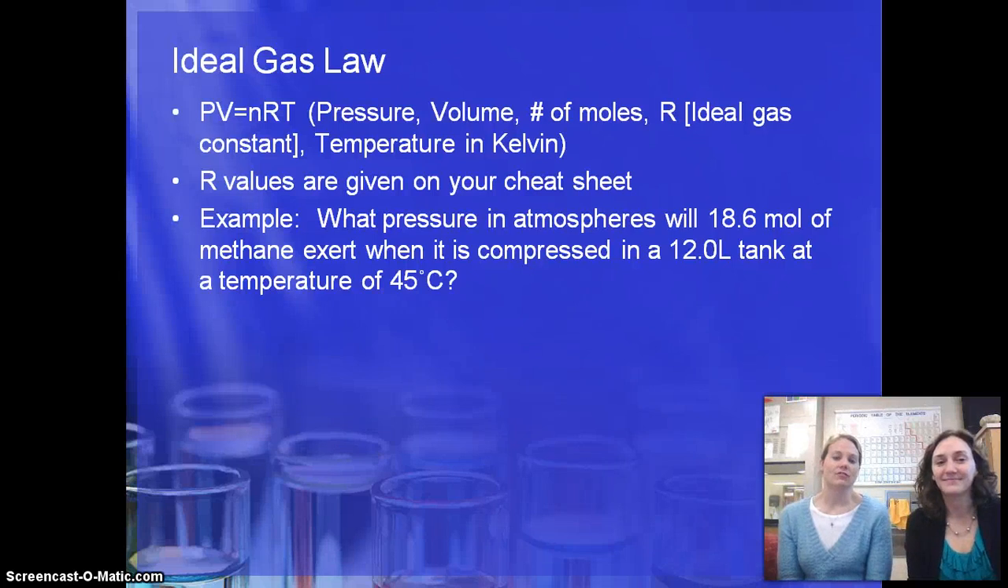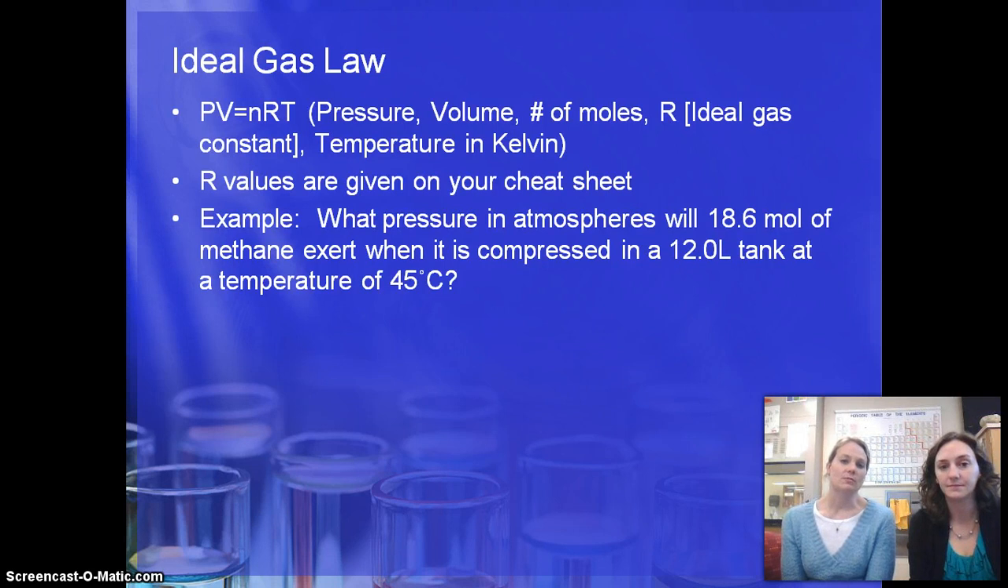The next equation for chapter 13 is called the ideal gas law. It is PV equals nRT. P is pressure, V is volume. Now n is something new as in what you're seeing, but you already know how to solve for it, and it is the number of moles. R is the ideal gas constant.